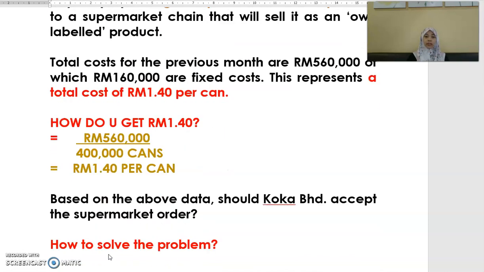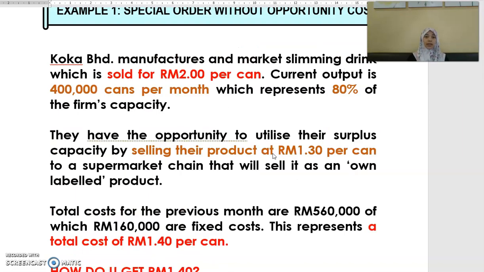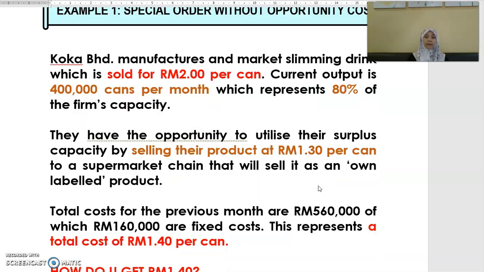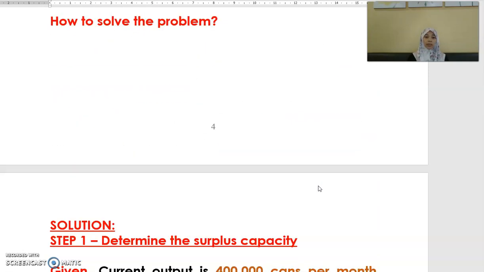Based on the above data, should Coca Berhad accept the supermarket order? You need to make a decision whether you want to accept this particular order or reject it. You calculate that the total cost is 140 cents per can and the requested selling price is 1 ringgit and 30 per can. So how to solve this problem?